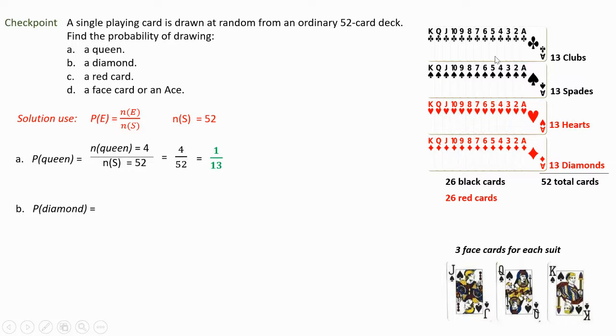Now for part B, how about a diamond? If we notice, there are 13 cards of each suit. So there are 13 diamonds.